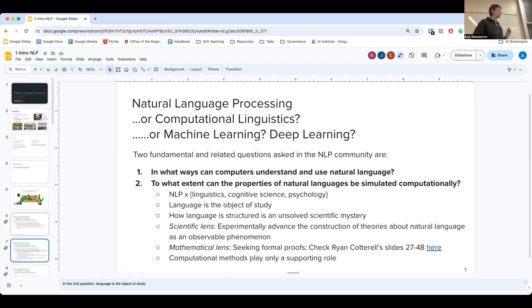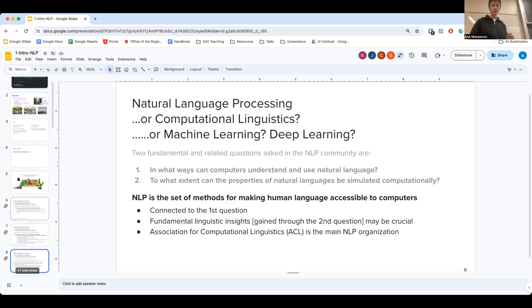So the point here is that the computational methods play only a supporting role. You might use a computational method like a large language model to understand something about human language and to define a theory about human language, but it plays only a supporting role. Whereas in the first question, the way you design your computational method, that's the point. That's the main ingredient of addressing the first question.